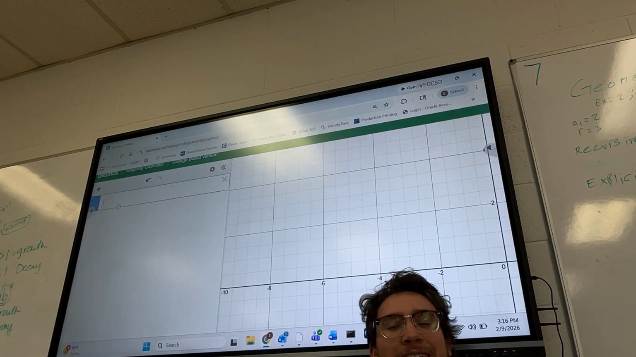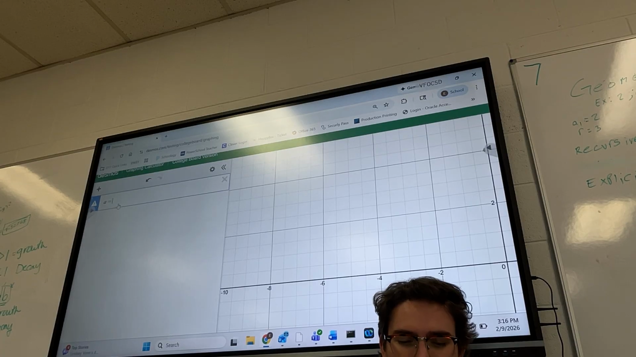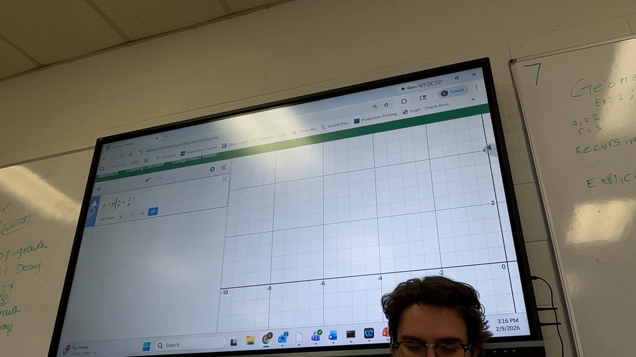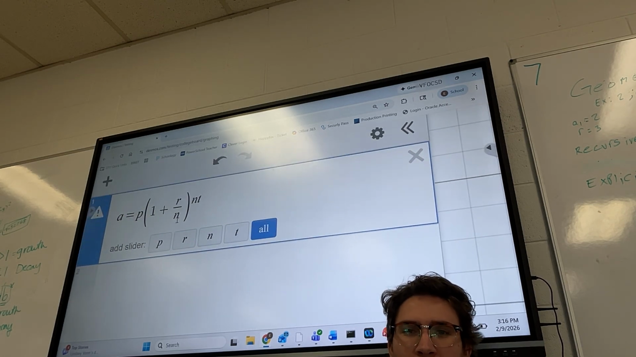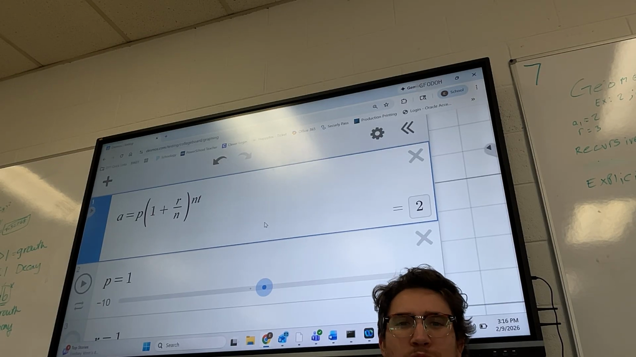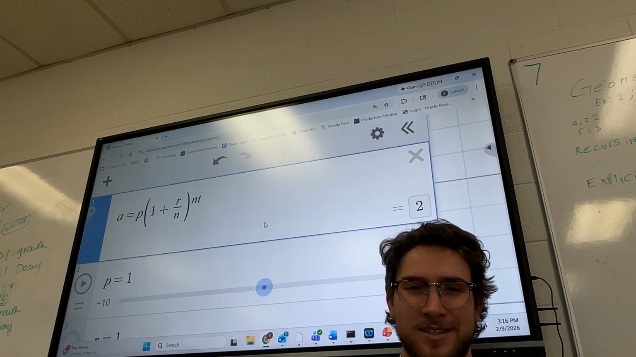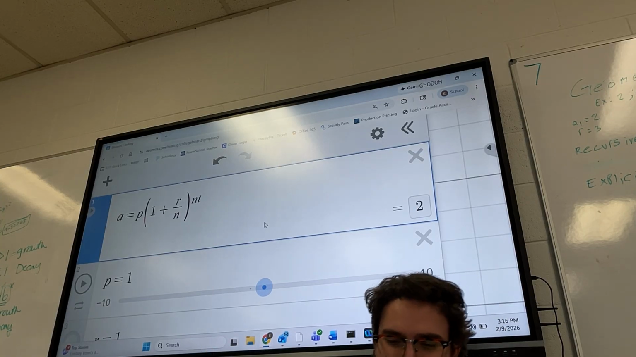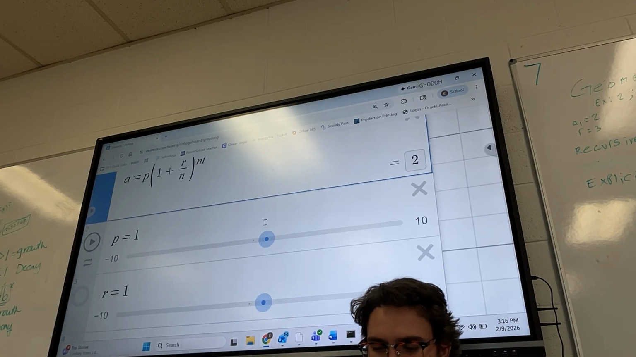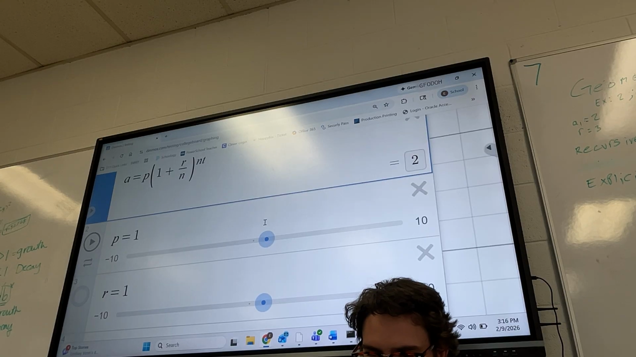The first thing that you should do for this topic is write A equals P parentheses 1 plus R divided by N, all to the power of NT. Now you'll notice that it's asking if we want to add a slider. We want to add one for all of these. I'm really hoping this video will be backwards so that these aren't the wrong way, because they currently are. We'll find out. For this, let's start with this question.